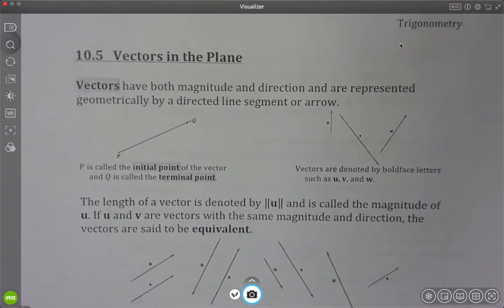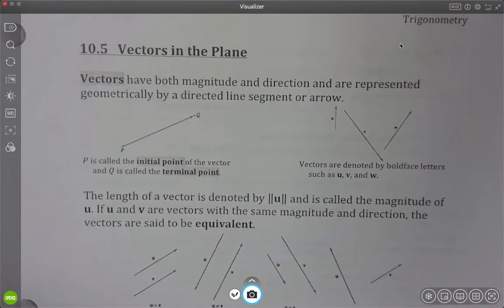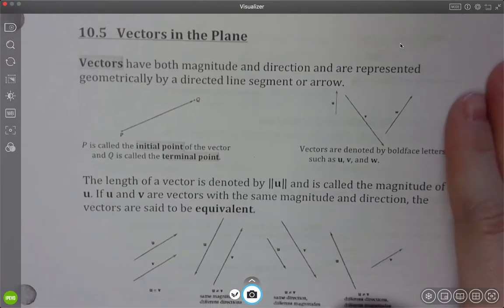Okay, Trig kids, we are skipping section 10.4, so we went straight from 10.3 to 10.5. This is the section on vectors, which I really like teaching. I wish I could teach this in front of the whole class in person because I really just like it. But some of you have probably had vectors before if you are in physics. You've probably talked about vectors already this year, but here is kind of how vectors work, okay?